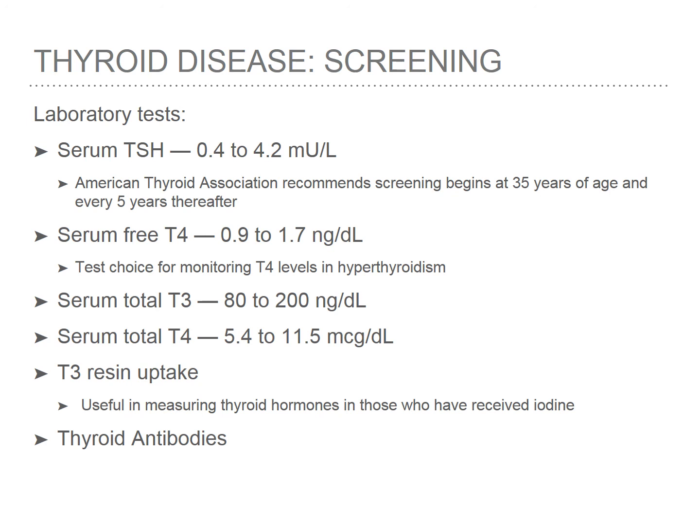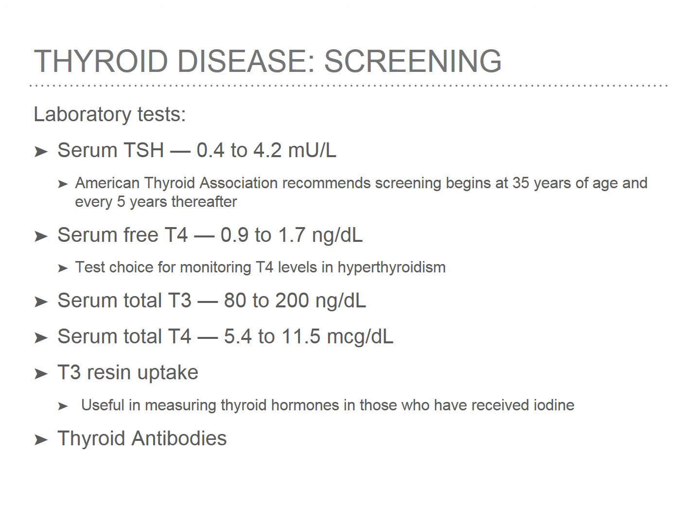So for serum TSH, I do want you to know the normal levels. 0.4 to 4.2 for TSH is something that you should know. Your serum free T4 and your total T3 are also used to measure whether or not your thyroid is producing enough hormones as it should, or if it's producing too much hormone, then you're going to see elevated T4s and T3s.